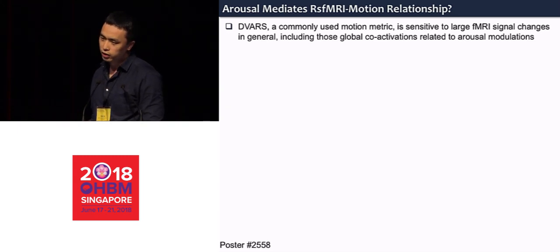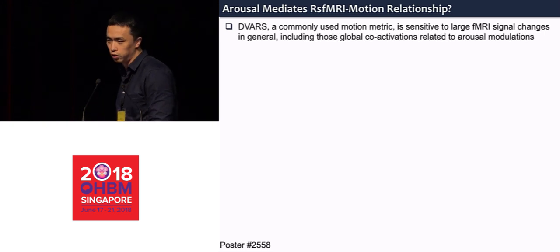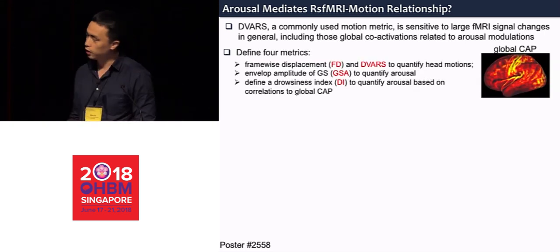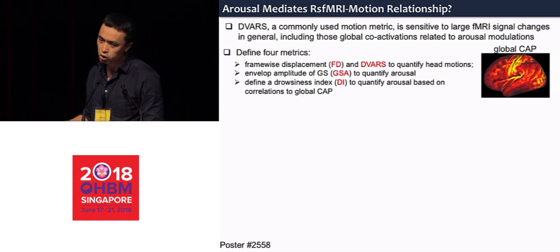For the motion and resting state fMRI correlation, the reason we suspect that is that the common motion metric is actually sensitive to large fMRI signal change in general, including the global signal. So for this study, in addition to the motion metric, we also define two additional metrics to quantify the arousal level: one is the global signal amplitude, another one is the DI.